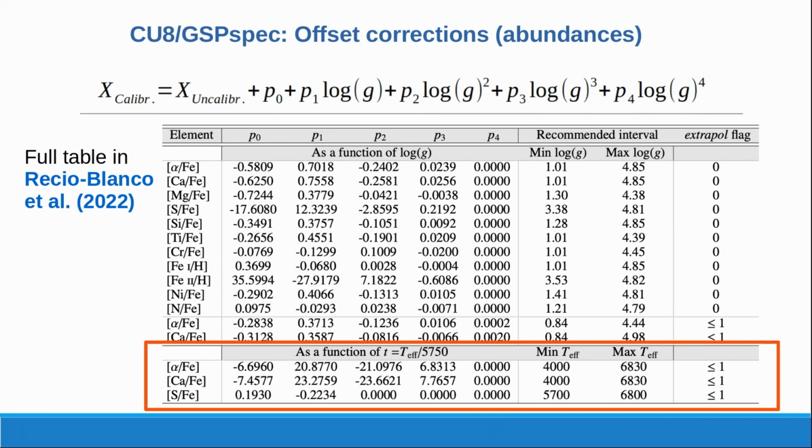Also, some alpha elements may need a correction which depends on the effective temperature. This is the case for alpha and calcium, which are very similar to each other. But also sulfur. Sulfur is observed mainly in the hot regime, very close to the border of the grid in temperature. So we observe that some biases can be corrected by using the temperature instead of the surface gravity.